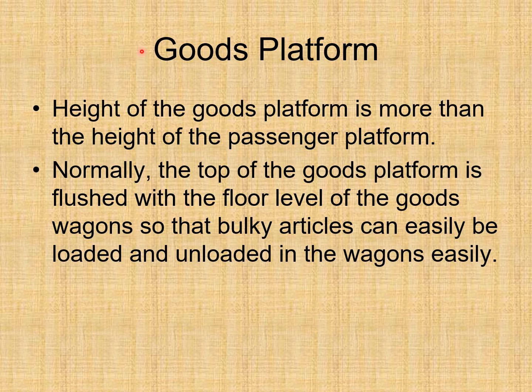Goods platform, obviously the platform meant for the goods trains. Height of the goods platform is more than the height of the passenger platform. Normally the top of goods platform is flushed with the floor level of the goods wagon so that bulky articles can easily be loaded and unloaded in the wagons.